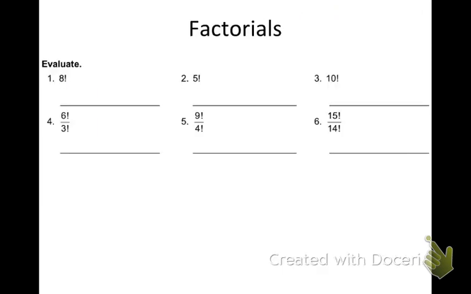Let's try these here. So number 1, it says evaluate 8 factorial. And again, exclamation point means factorial. I can guarantee you will see something like that on an ACT or something.